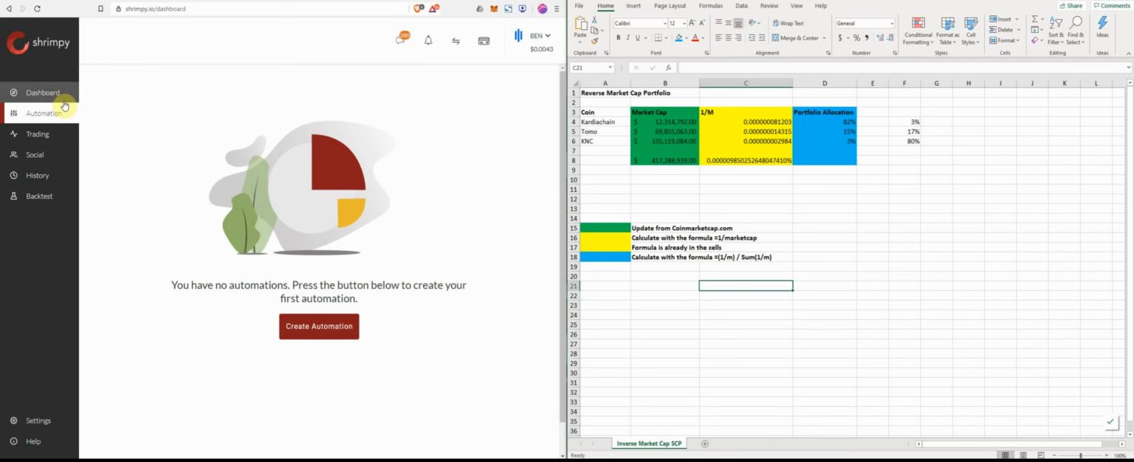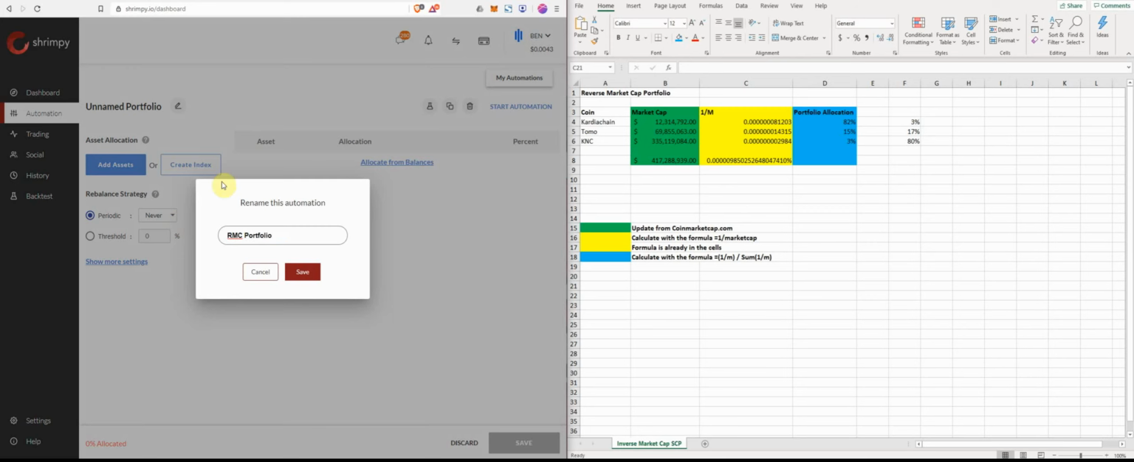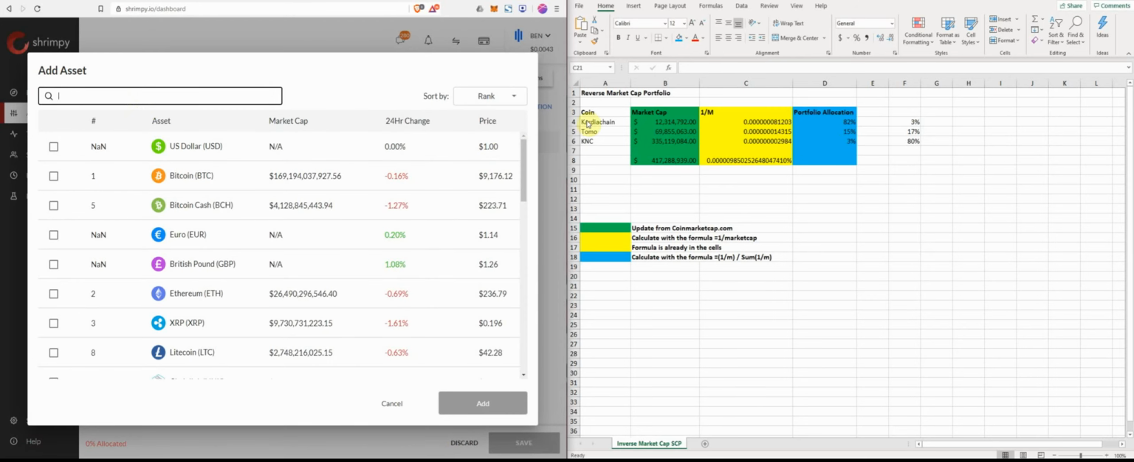So after you connect to your exchange with shrimpy.io, you'll go ahead and you will create an automation. So definitely assuming this is your first automation. First, I always like to name them. Let's go with reverse market cap portfolio. Save that. Now you'll add your assets.